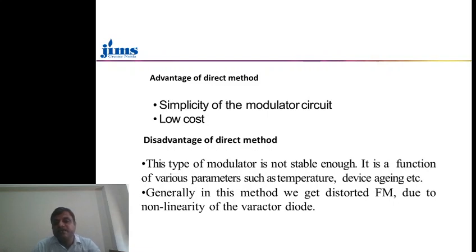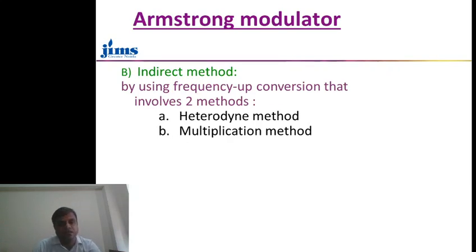Second, in this method we get a distorted FM due to the non-linearity of the varactor diode. So these are basically the two disadvantages. One is that the oscillation frequency must be constant, which we are not able to maintain in this circuit. And second, the varactor diode has non-linear characteristics, and after a certain voltage there is a non-linear variation. It means we do not have full control over the output FM signal generated by this varactor diode circuit. These are the disadvantages of the direct method of frequency generation.